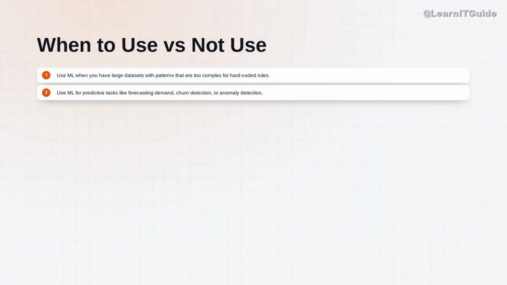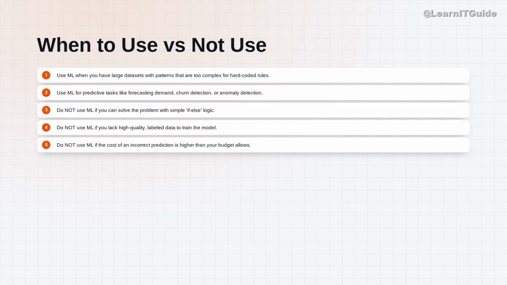So, when should you actually use machine learning? Use it when you have massive datasets where patterns are too complex for simple hard-coded rules. It is perfect for forecasting demand, detecting churn, or identifying anomalies. But do not use it if you can solve the problem with basic if-else logic. It is overkill. Also, avoid ML if you lack high-quality labeled data. A model is only as good as the data you feed it.